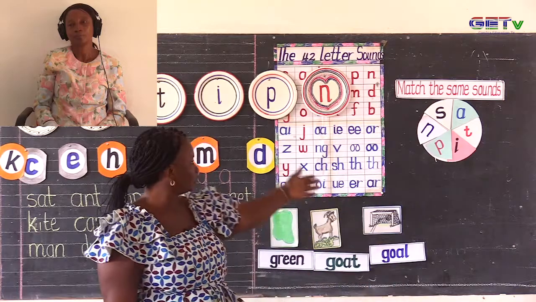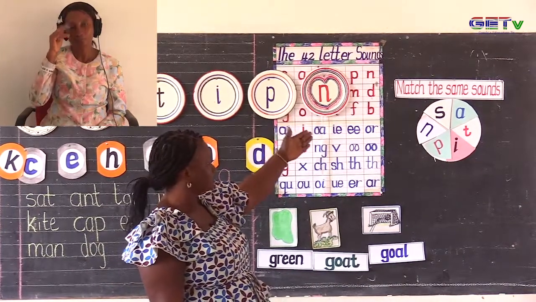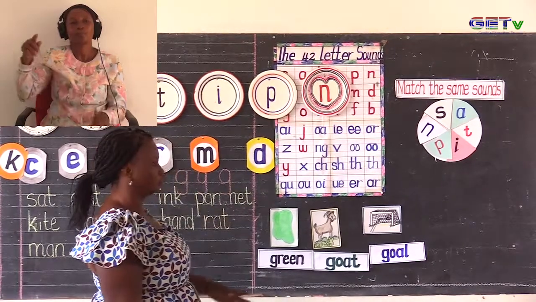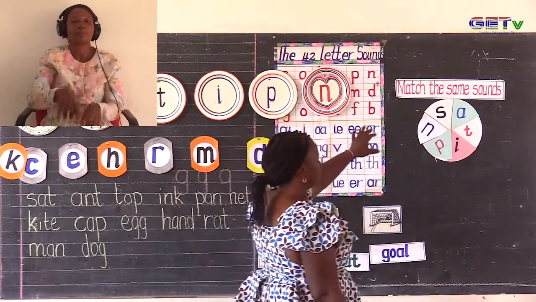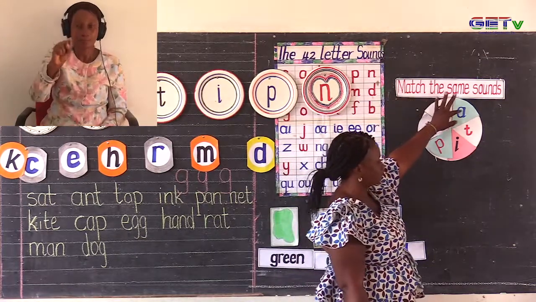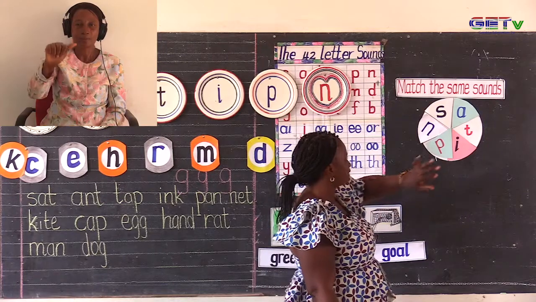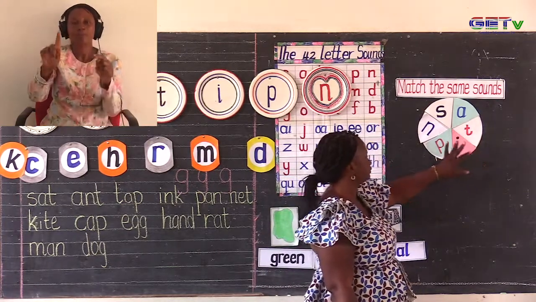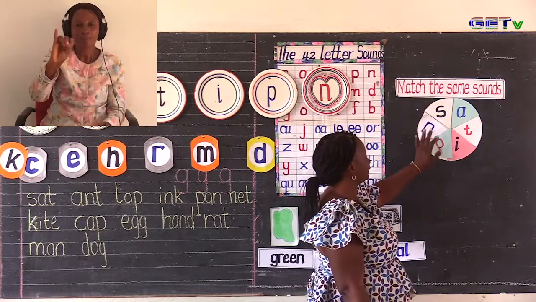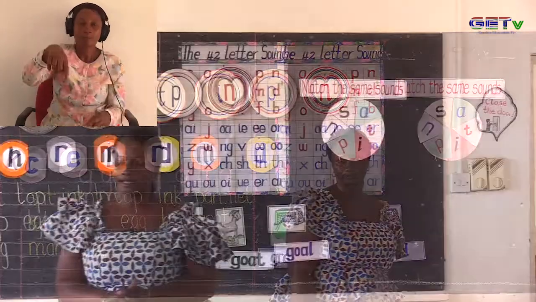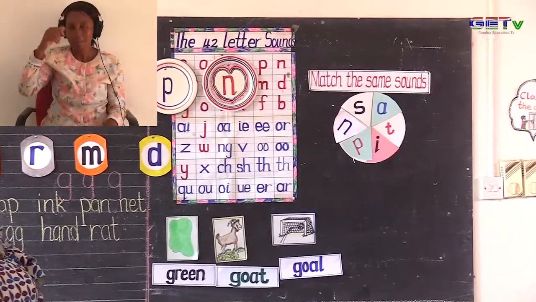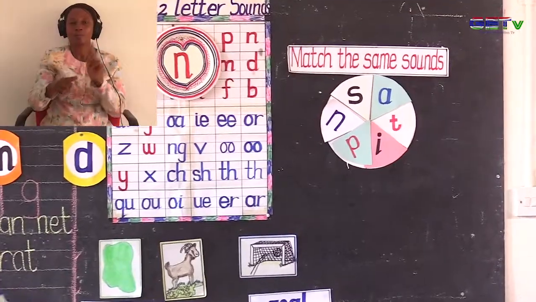Now you realize that we have done same sound matching. That is, match the same sounds. We match S to the sound S. We match A to the sound A. We match T to its sound, I to its sound, P to its sound, and N to its sound. I think we've done a lot now. So can we just make a quick recap?